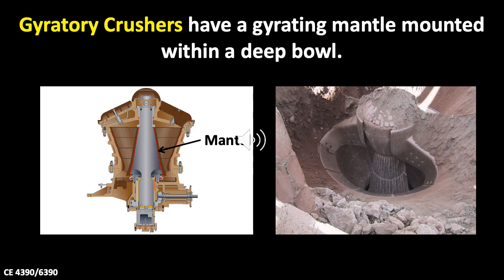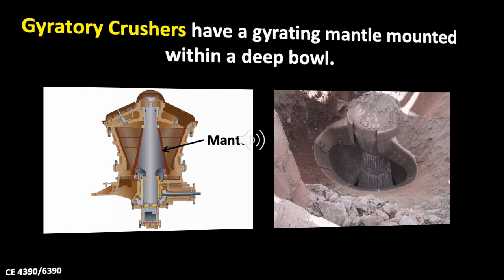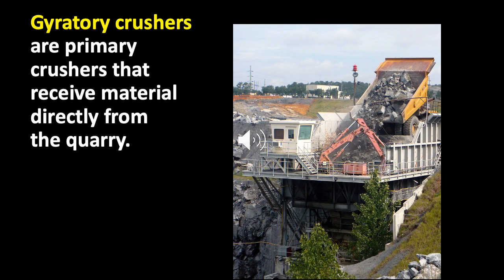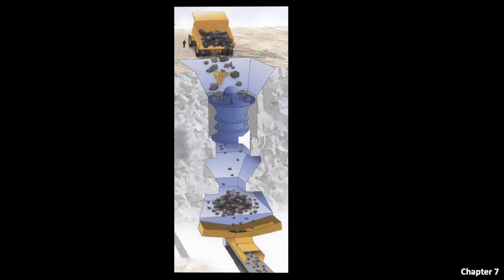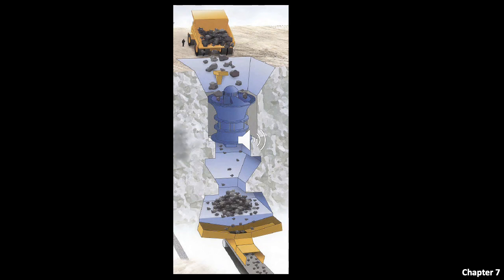Gyratory crushers have a gyrating mantle mounted within a deep bowl. As it gyrates, the mantle crushes the rocks against the side of the bowl. Gyratory crushers are primary crushers that receive materials directly from the quarry. This is a vertical section of the crusher.